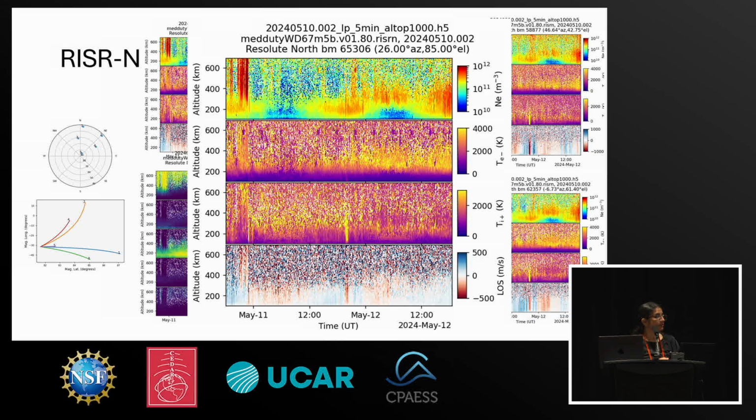Can you see it? My mouse is not there. Oh, there. Okay, so that is the hole in the density. At some point on May 11th, it comes back. The ionosphere sort of comes back, and then our density structures return.